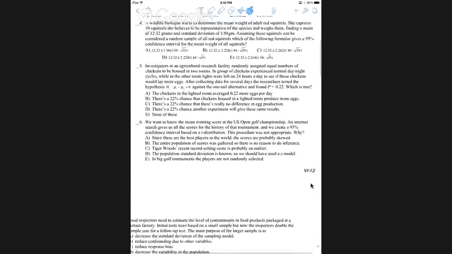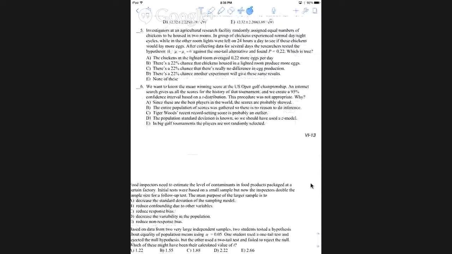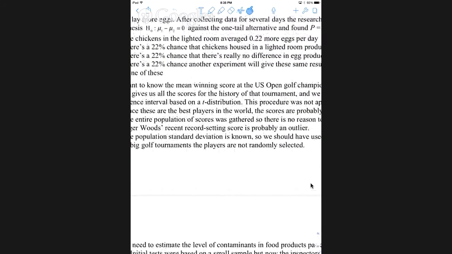All right, here we go. What you should see here are the problems that were given in the class today. The first one is where we left off, I think, number 5. Investigators in an agricultural research facility randomly assign equal numbers of chickens to be housed in 2 rooms. Let me zoom in here so you guys can see this.